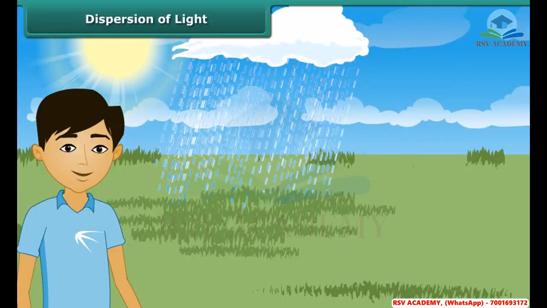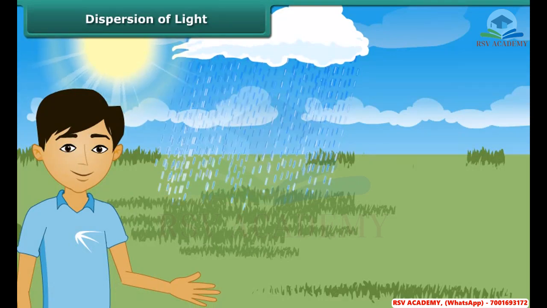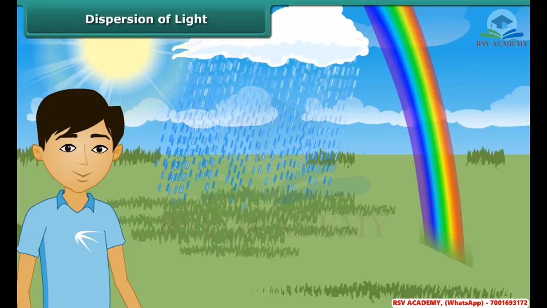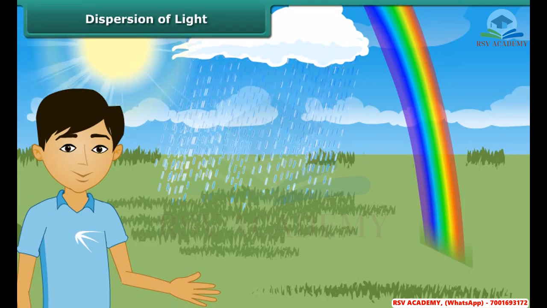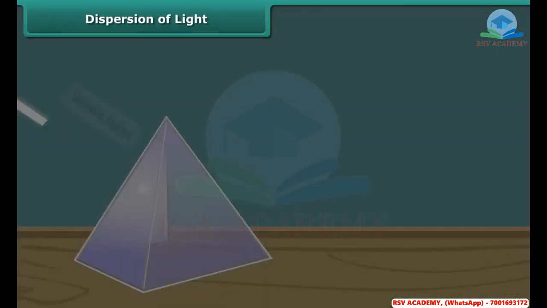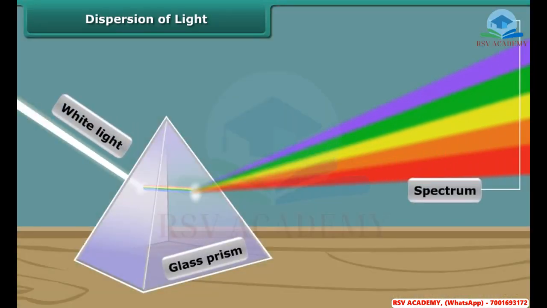What do we observe in the sky after rainfall? Yes, a beautiful multiple-colored rainbow. But where did all these colors come from? We know that the sunlight is referred as white light. When this light passes through glass prism, the light splits into 7 colors. It means that the beam of white light has split up into its constituent colors. Group of these colors represent the spectrum of white light.